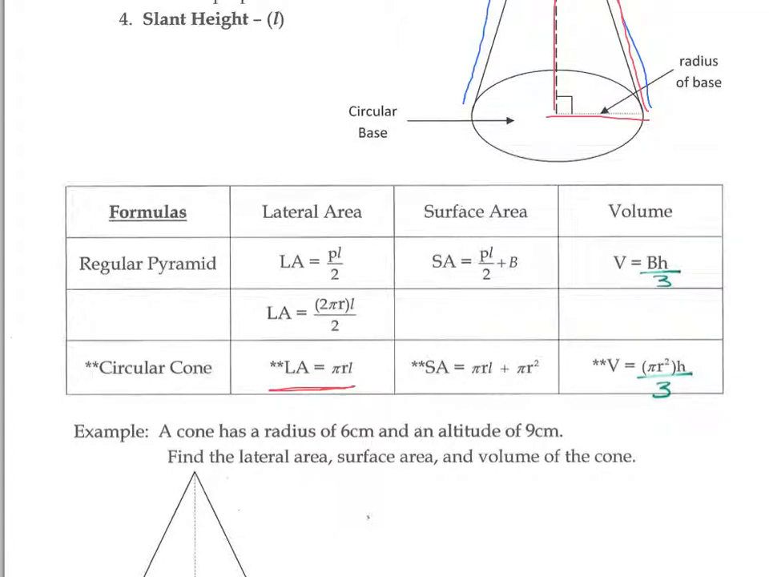Surface area is the lateral area plus the area of the base, pi r squared. We only have one base this time. So it's the lateral area plus the area of the base. And then the volume is 1/3 the area of the base times the height. Pi r squared h over 3, or 1/3 pi r squared h. So these are the formulas that we're going to be using.